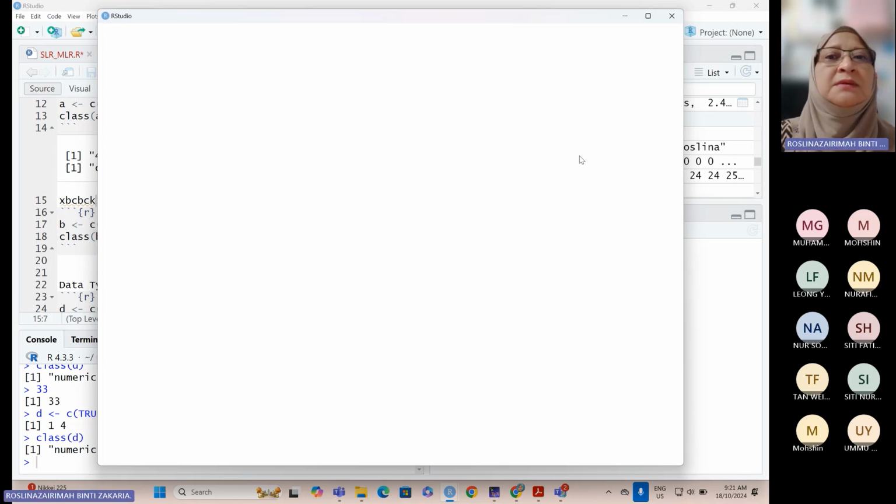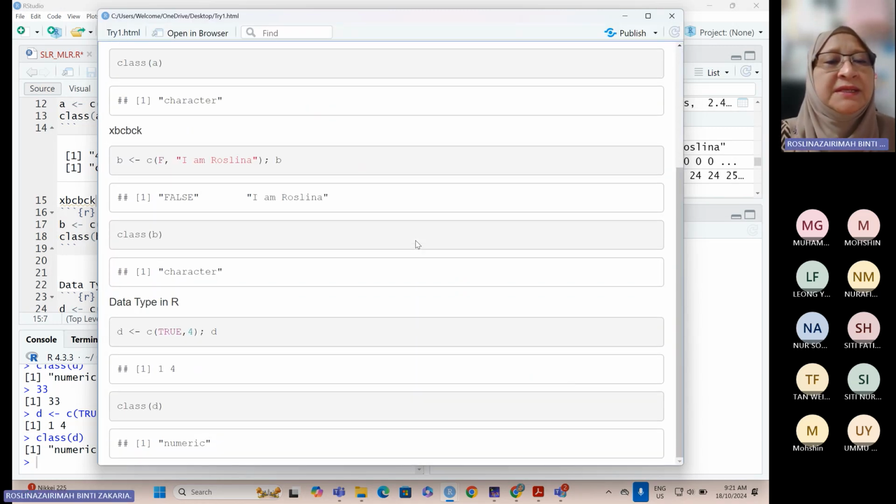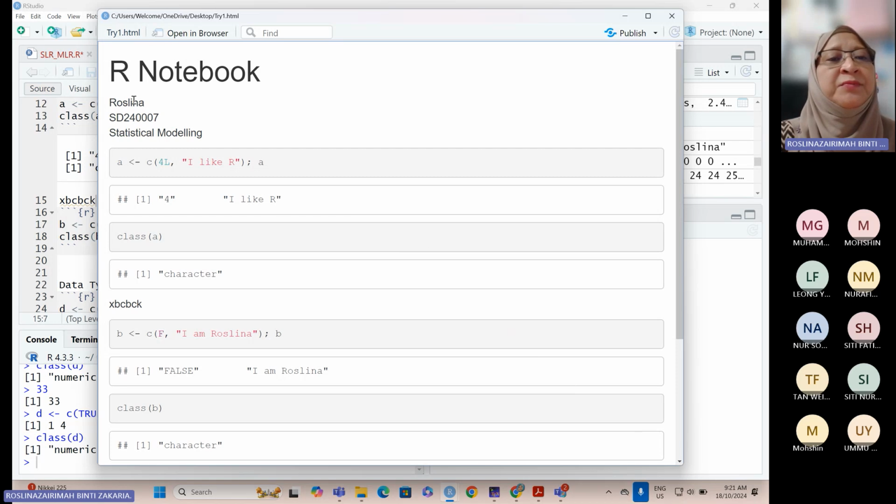It's a bit slow. Okay, so it becomes like this. If you didn't put the backslash, this information will become in one line. So that is why there's a need to put one backslash there.